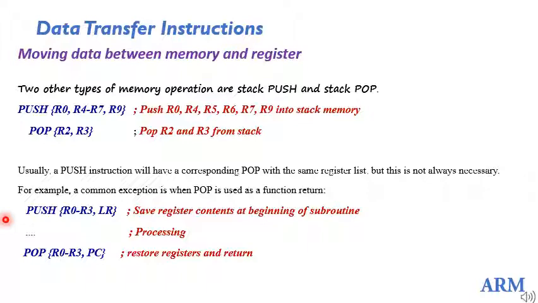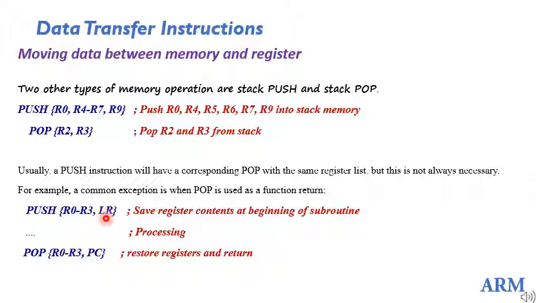But this is not always necessary, because here is an example. Say push R0 dash R3 comma LR. So here what I am doing is I am pushing registers R0 to R3. It means R0, R1, R2, R3, 4 registers are pushed to the stack, comma LR. LR means the link register. Just recall, link register is the register that is going to hold the return address after a subroutine call.